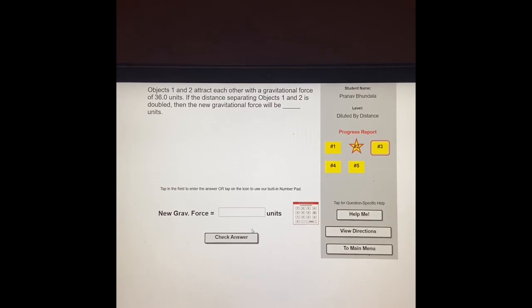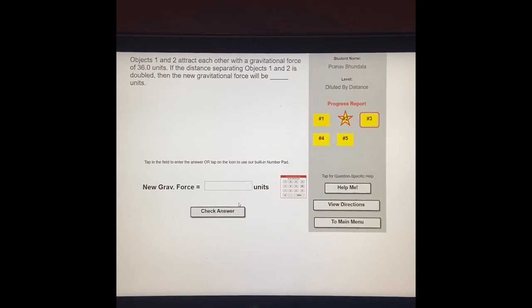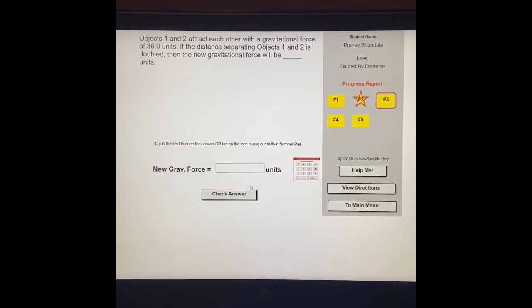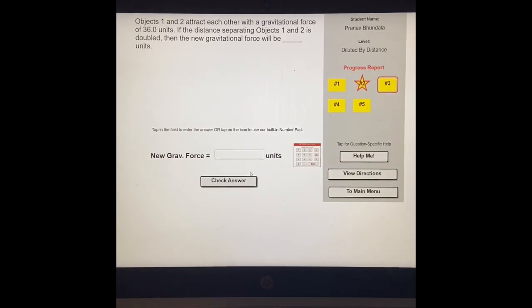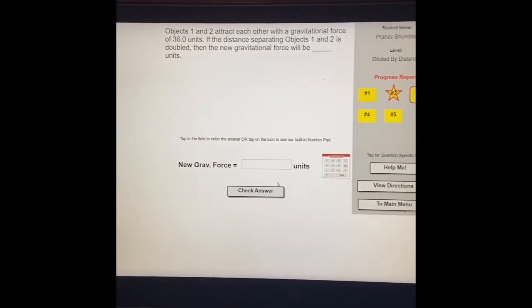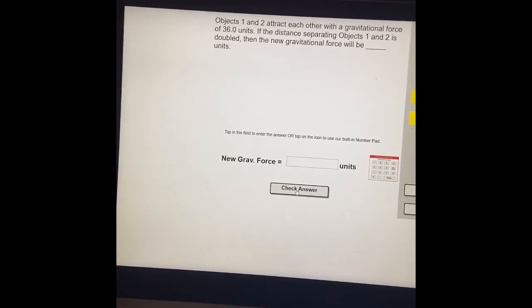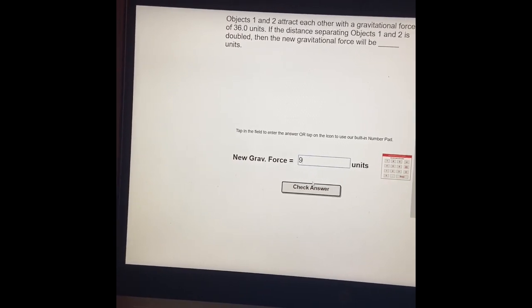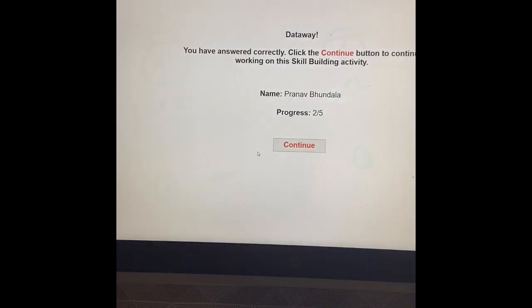Gravitational force 36. So now the distance is doubled. Since the distance has been doubled, the gravitational force decreases, but by a factor of 2 squared, which is 4. So 36 divided by 4 is 9. Great job, guys. Now, let's combine the two.